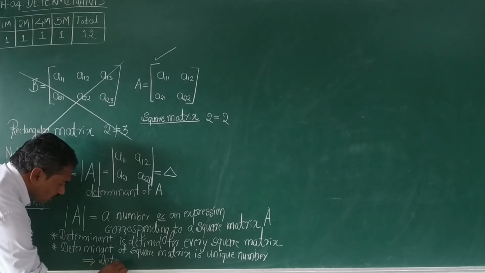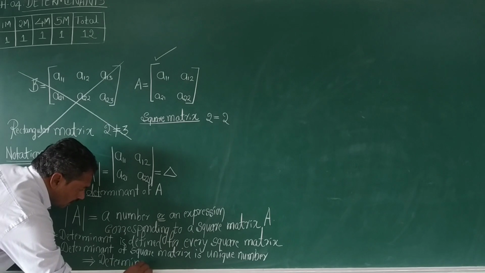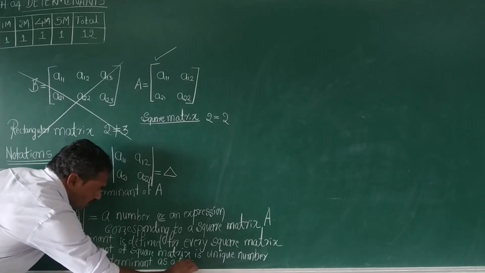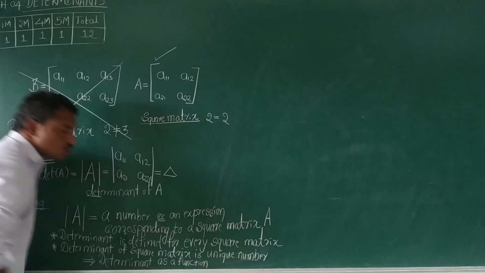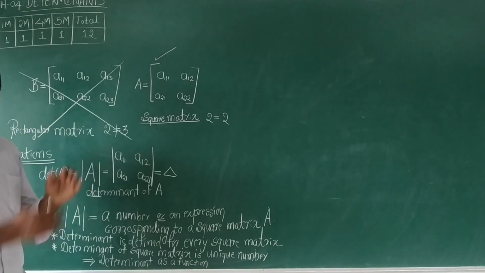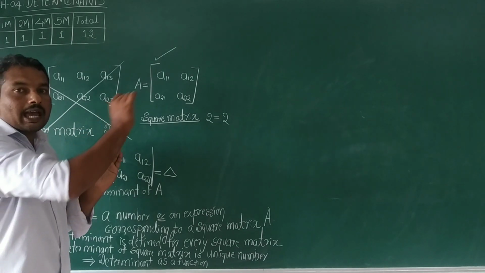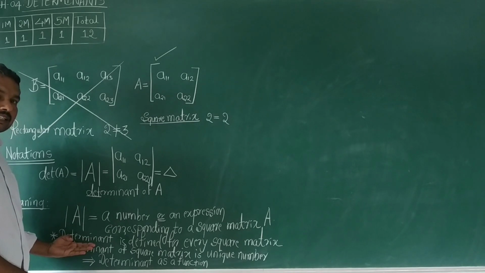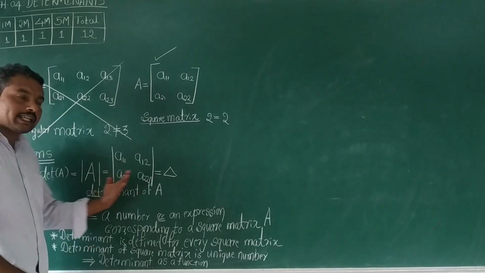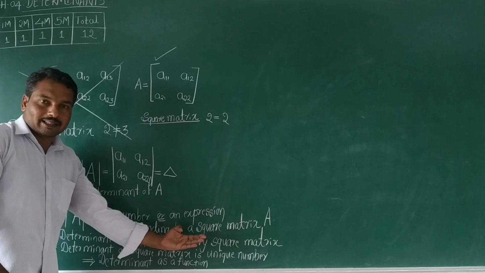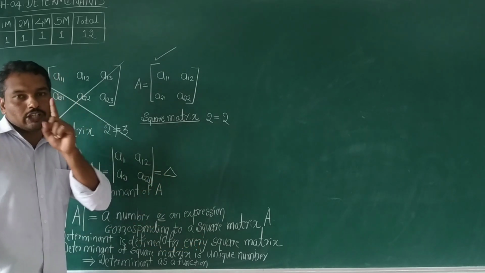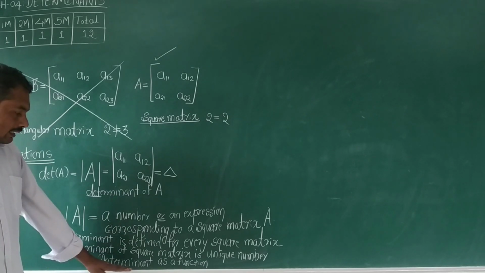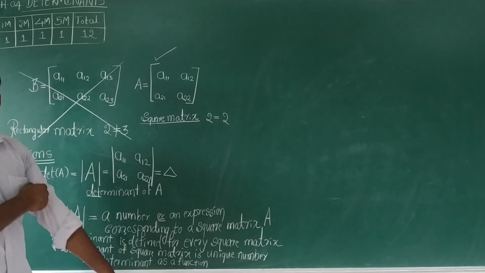determinant as a function. We can treat determinant as a function because a function is nothing but a rule which associates every element of the first set to an element of the second set. Here also determinant acts like this because it is defined for each and every square matrix and it relates to a real number corresponding to that square matrix. So therefore determinant is defined as a function.